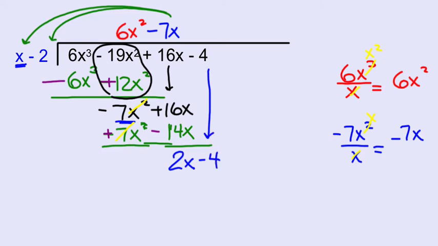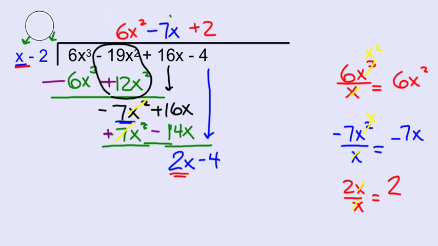All right, how many times does x divide into 2x? So off to the side, 2x divided by x. The x's cancel, so you're left with 2. So that's going to go up on top. I'm just going to clean up my arrows here. All right. Now let's multiply.